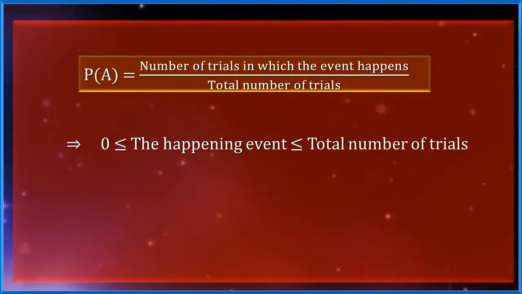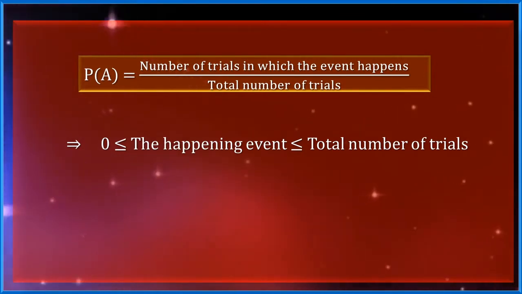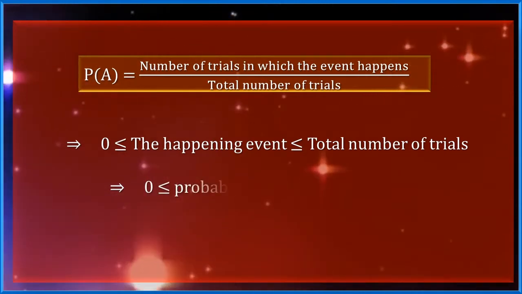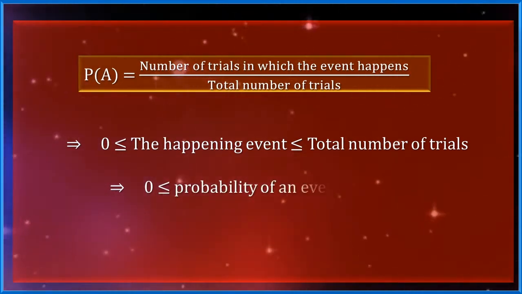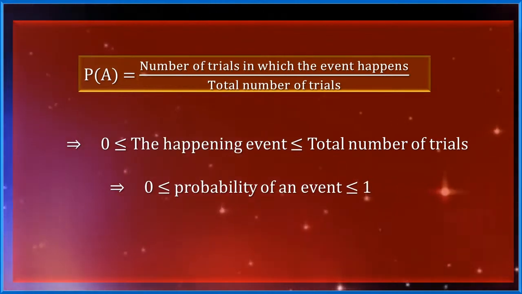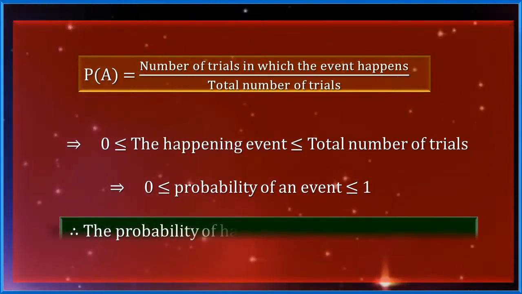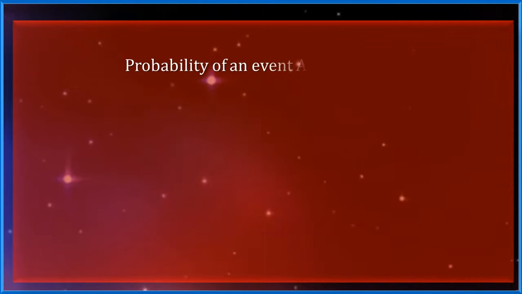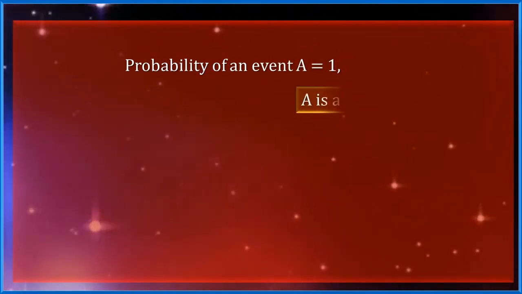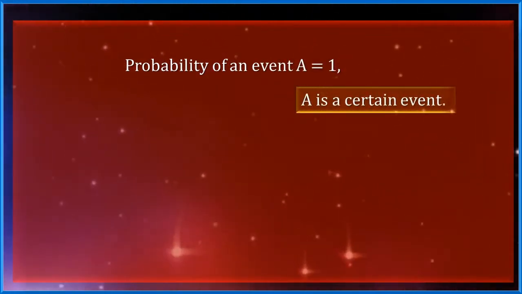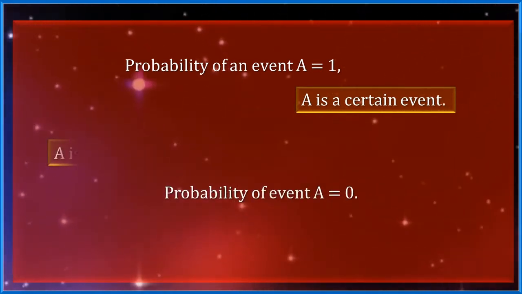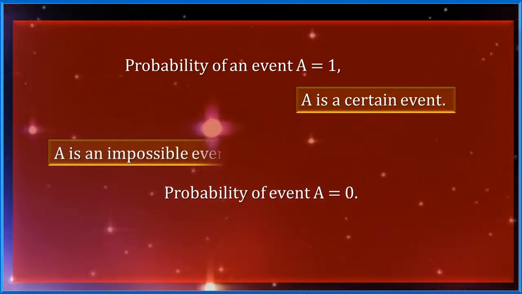So we can write the above expression like this. Or we can say the probability of an event is greater than or equal to 0, and also less than or equal to 1. Thus, the probability of happening of an event always lies between 0 and 1. If the probability of an event A equals 1, then A is called a certain event. If the probability of A equals 0, then A is known as an impossible event.